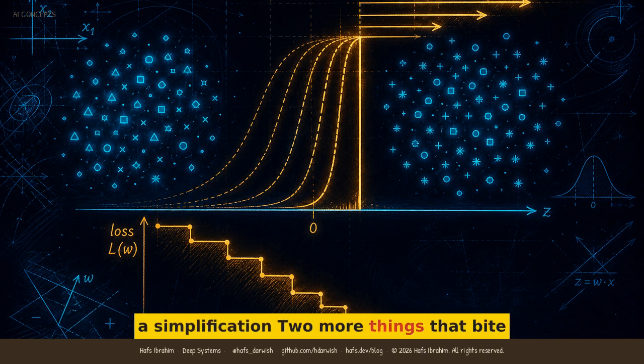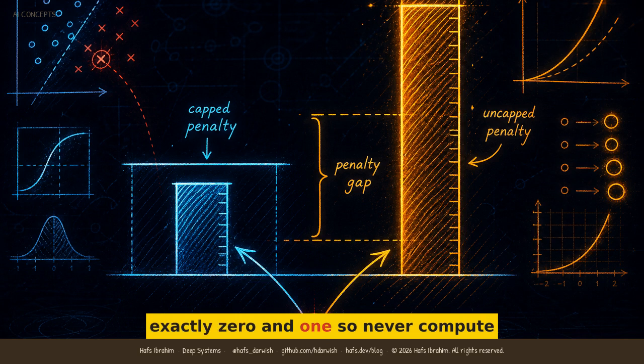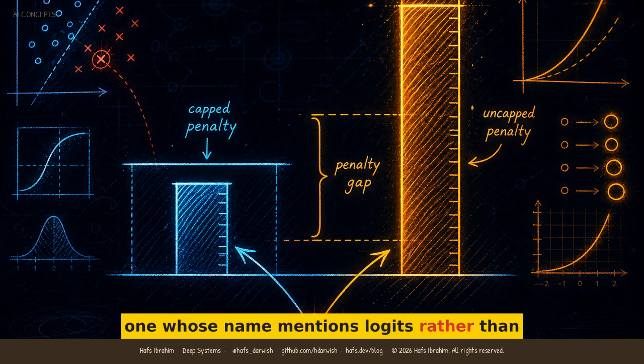Two more things that bite in production, both downstream of the same idea. First, the loss is undefined at exactly 0 and 1, so never compute log of a probability you produced by squashing. Keep the raw log odds and use the fused implementation your framework provides, the one whose name mentions logits rather than probabilities, because it evaluates the loss in a rearranged form that never takes the logarithm of a rounded to zero float. That single substitution is the difference between a stable training run and a sudden not a number at step 9000. Second, the threshold is not part of the model.